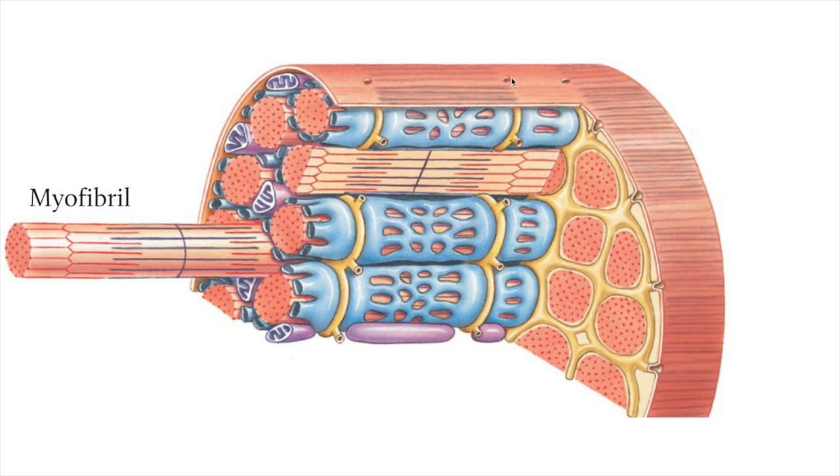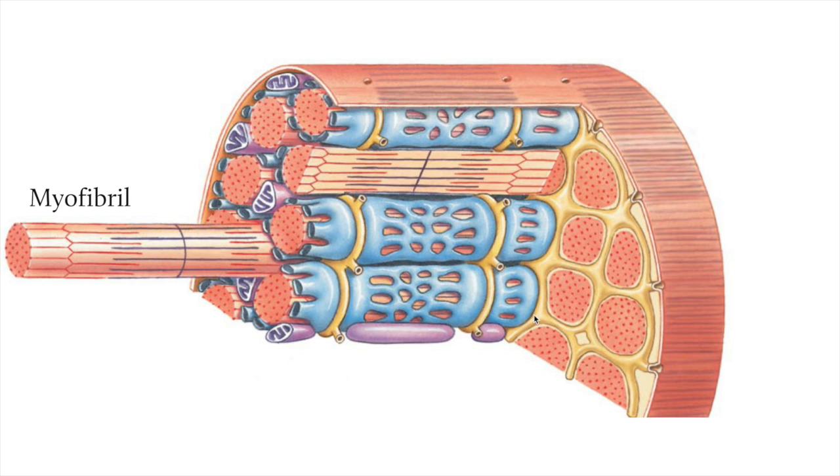Okay, then another unique organelle is the sarcolemma, which is the plasma membrane of the muscle cell. And you'll see it has these holes in it. We'll talk about them in a second. These holes lead to these yellow things, which are called transverse tubules.